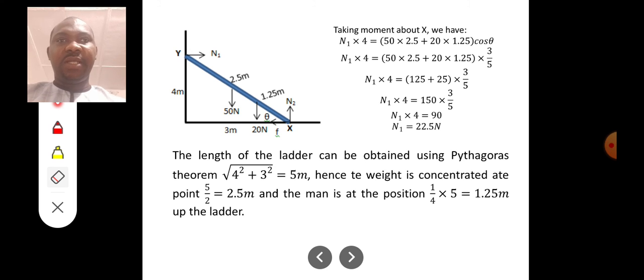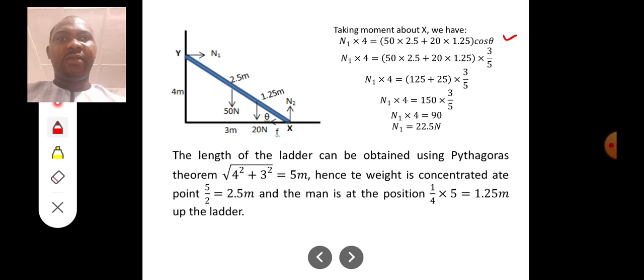Now, taking moments about x, we are going to have N1 times 4, where 4 is the perpendicular distance of N1, equal to 50 times 2.5 cos theta, plus 20 times 1.25 cos theta. Cos theta is common, that is why we factorize cos theta here. So that is very, very important.